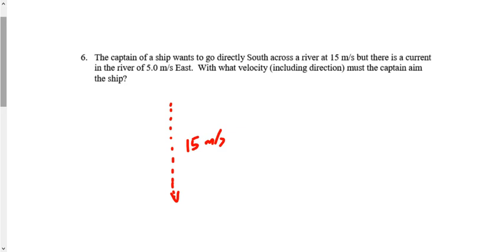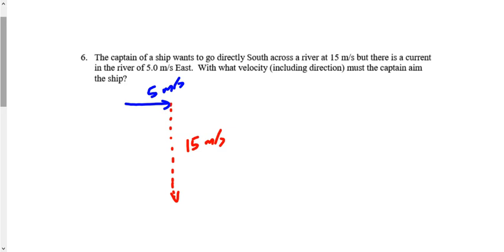Okay, what else I got? There's a current in the river of 5 meters per second to the east. Well, that's certainly a contributing vector or a solid line vector, right? We're going to draw that 5 meters per second to the east. Draw it right here. Does that work? No, it doesn't.